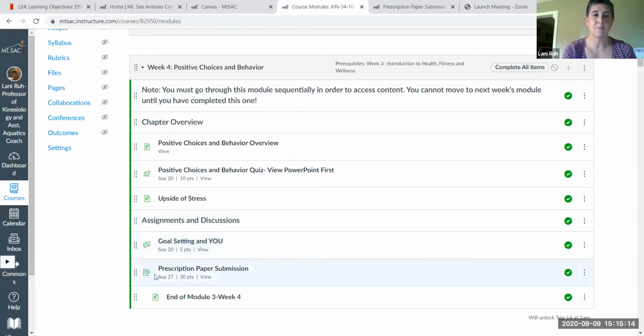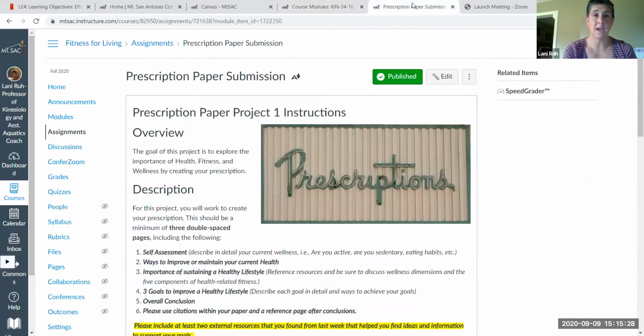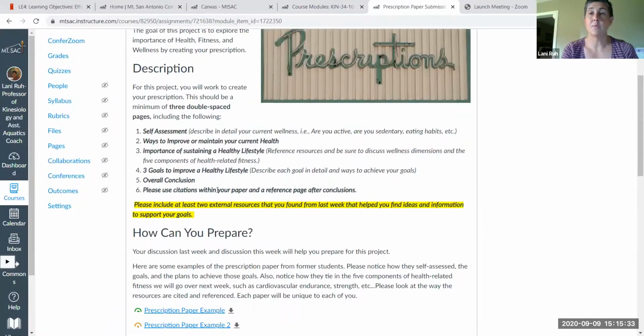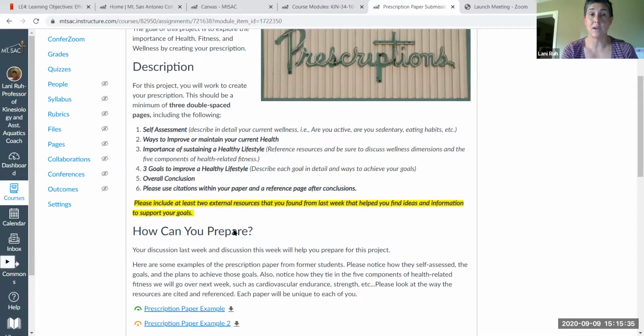The last thing is the prescription paper submission. So what we're going to talk about there, we actually started it in the instructions this past week. So this week, you're going to look at the overview of the paper. And so we'll go ahead and start talking about that. So these are the instructions here. There's a description. You're going to make sure that you cite your external resources that you gathered from sharing your resources. So that's the whole reason for actually having that discussion, is so that you could all just kind of exchange ideas and find good resources for your prescription paper.